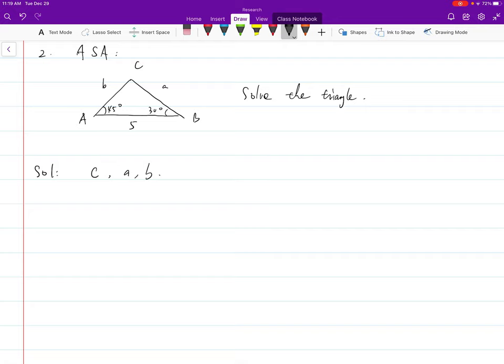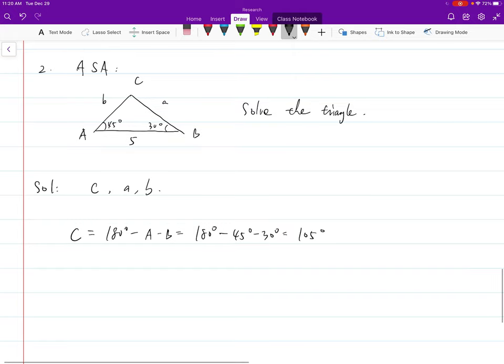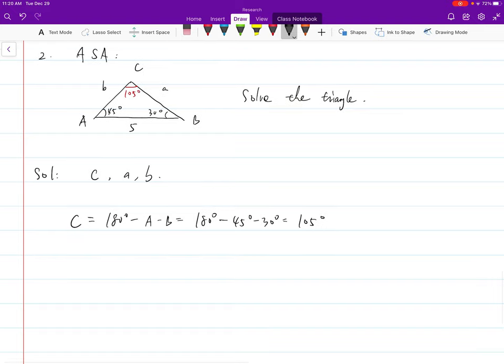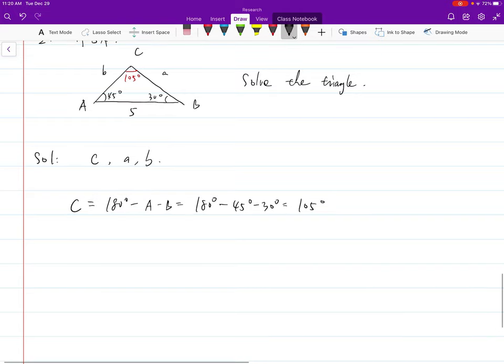What tools do we have? We have the three equations we had before: the law of cosine and also the sum of the angles in the triangle. The angles in the triangle will be 180. From here you can easily get this to be 180 minus A minus B. Once you know two angles, the third angle is really easy to get. Once you have that, you have three angles.